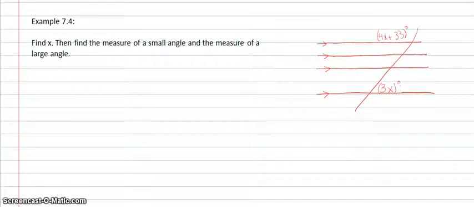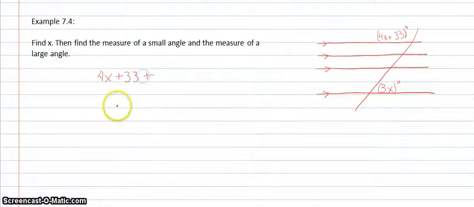The fourth example in Lesson 7 is another problem that's using equations from geometry. It simply says to find x and then find the measure of a small angle and the measure of a large angle. And since these are parallel lines, we know that they're parallel because of little arrows, and they're being cut by a transversal, we know that our large angle and our small angle will add together to be 180 degrees. So I'll have 4x plus 33.